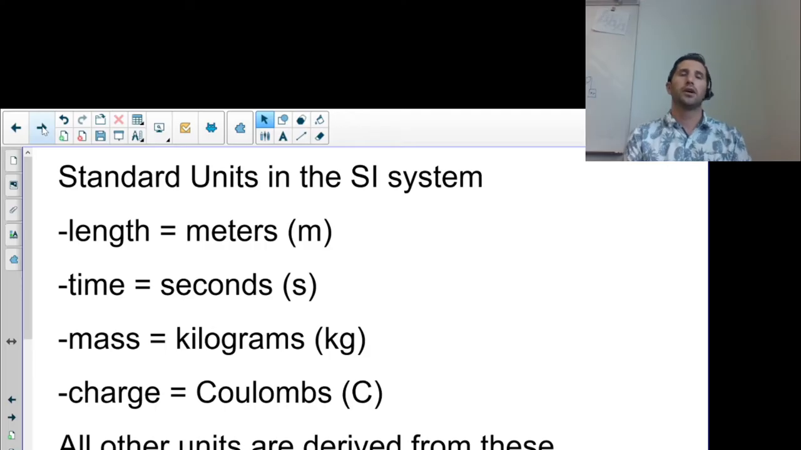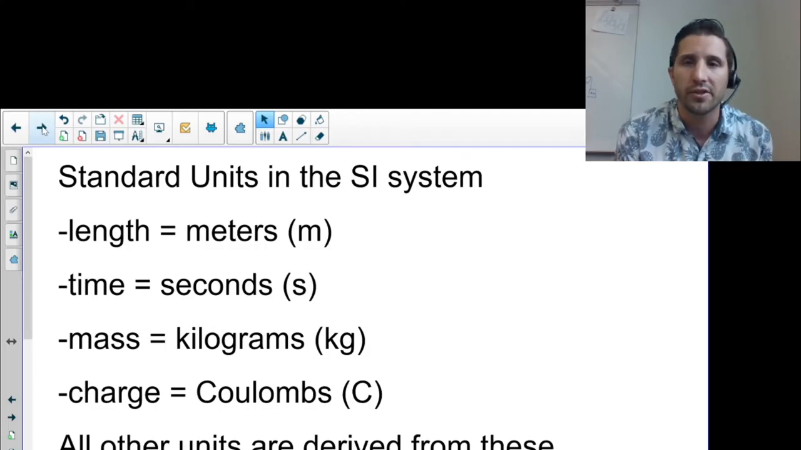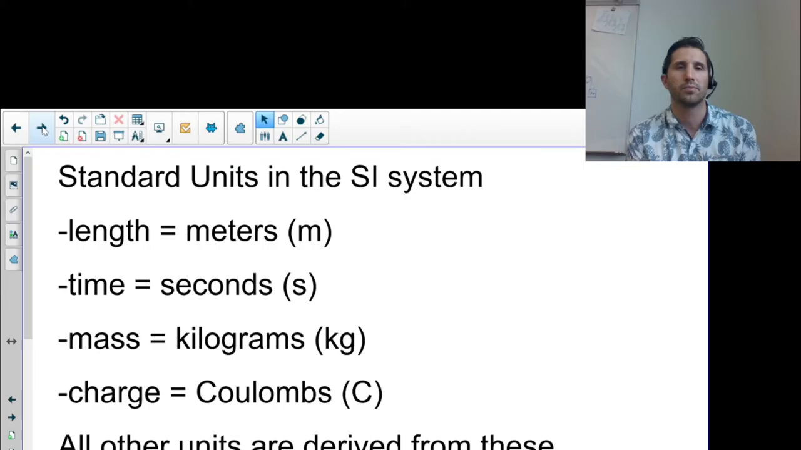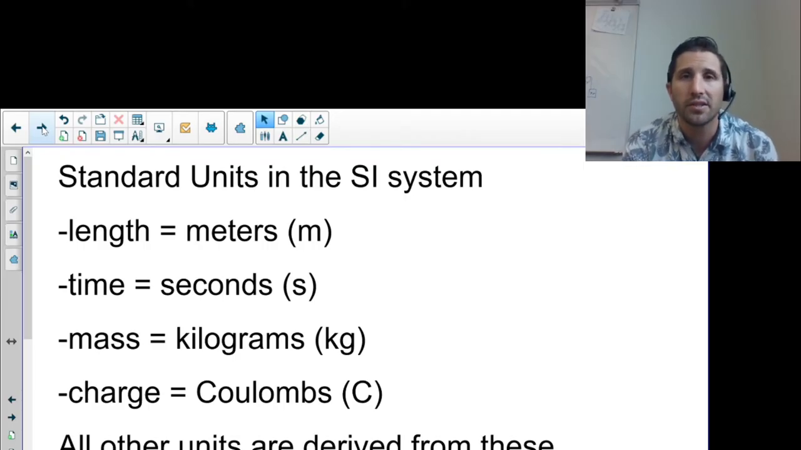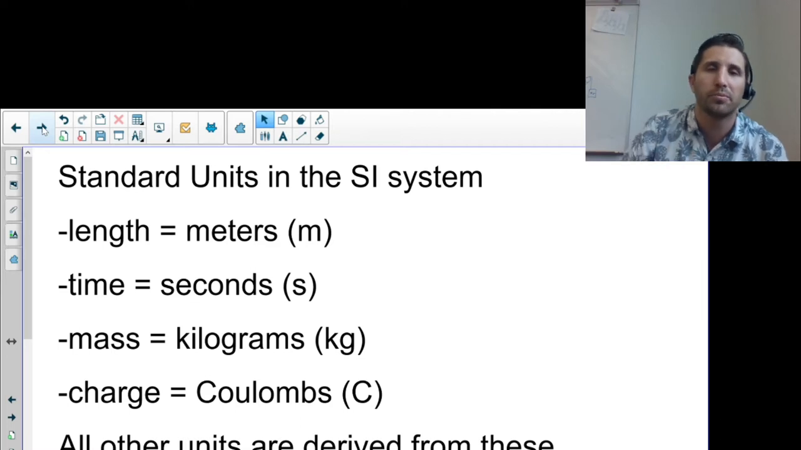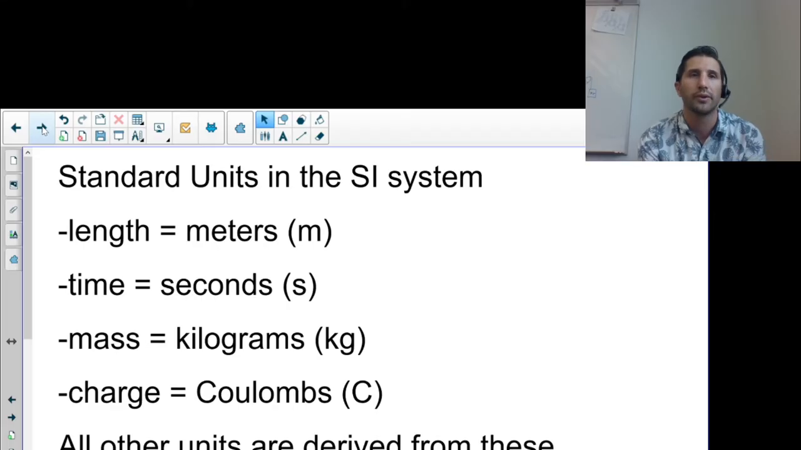For time, we're going to use seconds. Everybody's familiar with what a second is, so that's pretty easy. For mass, the SI standard unit is a kilogram. Just to give you an idea, a kilogram is about the mass of your Chromebook. If you pick up your Chromebook and hold it in your hand, that's roughly 1 kilogram. So that gives you an idea of what that feels like.